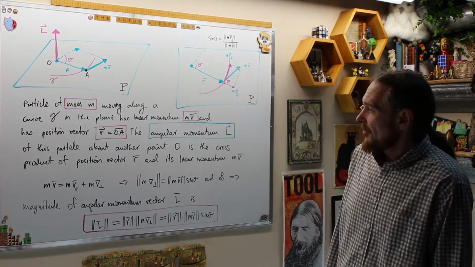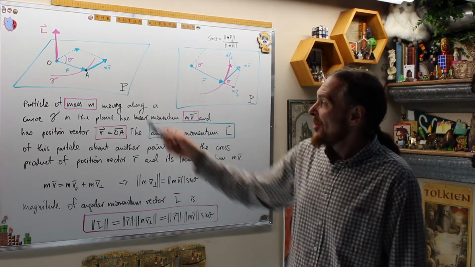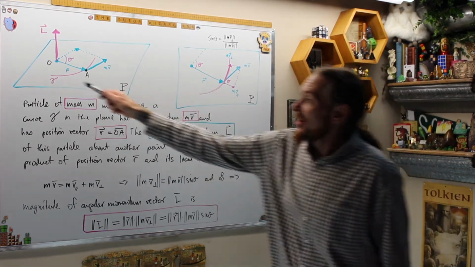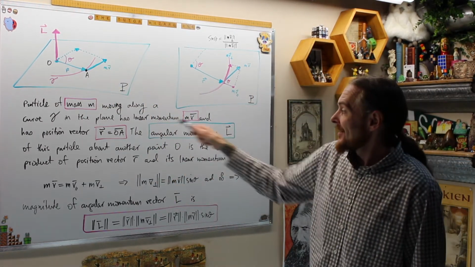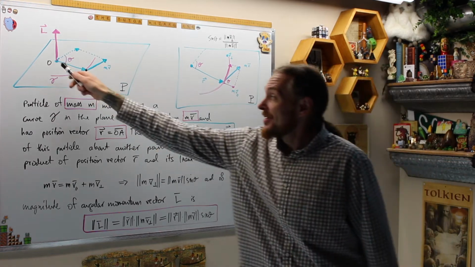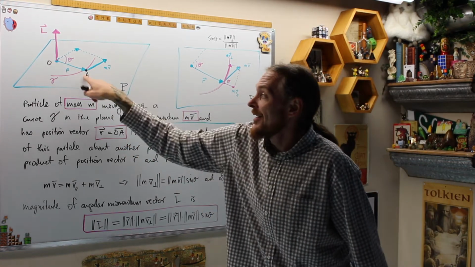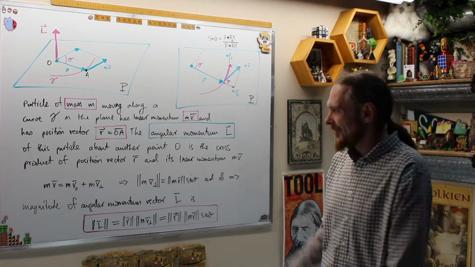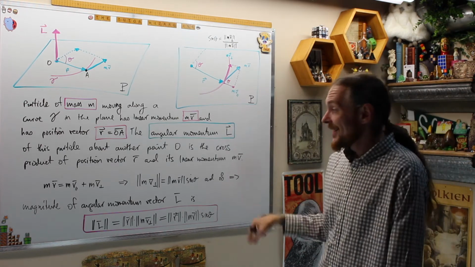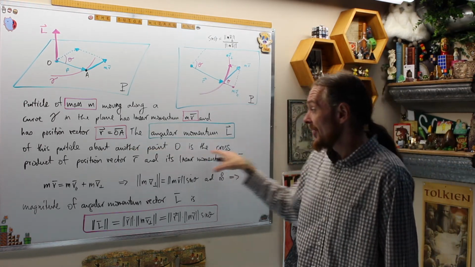In angular momentum, we have a particle with mass m moving in the plane. It's moving along a curve gamma, and it has a linear momentum mv, and it has position vector r, which is OA in our diagram. You don't have to worry about this, this is the derivation. Then what we're looking for specifically is the angular momentum of this particle about another point O.